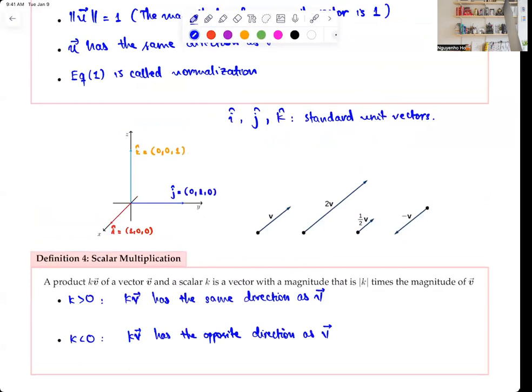Right, so as you can see in this image, you have the original vector v. Then you can extend v, make it longer than the original vector, or you can make it shorter. Or you can change the direction of the vector v.